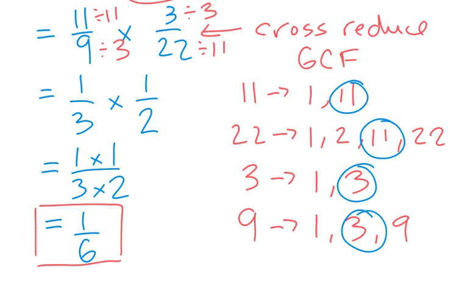We cannot reduce 1 over 6 since the factors of 1 are just 1, and anything divided by 1 remains the same. So 1 over 6 is our final answer.